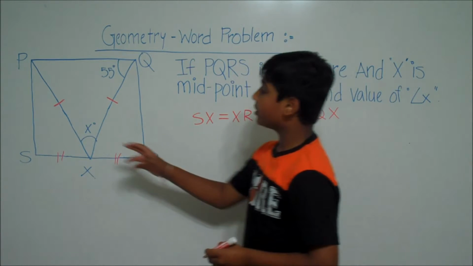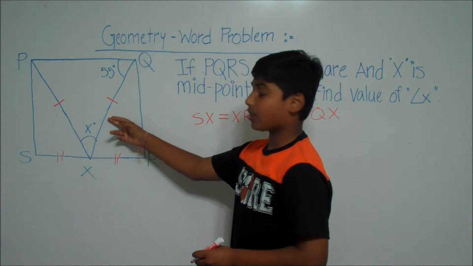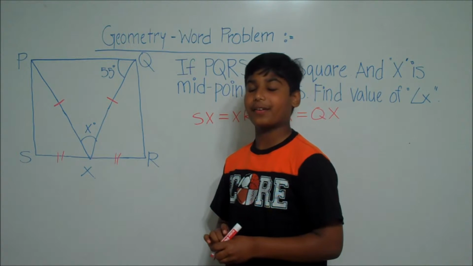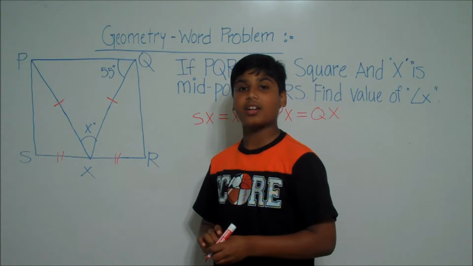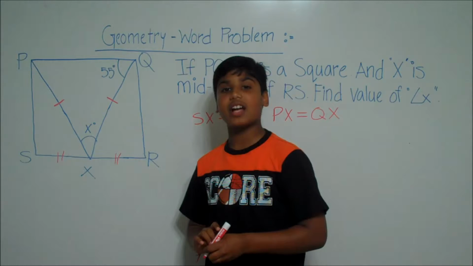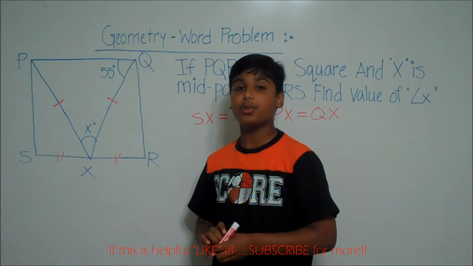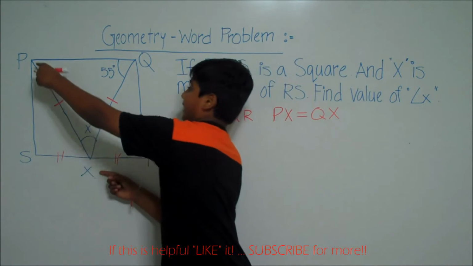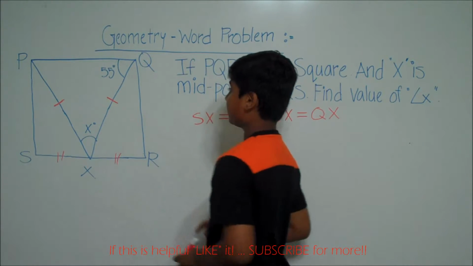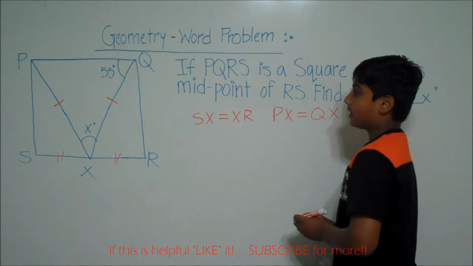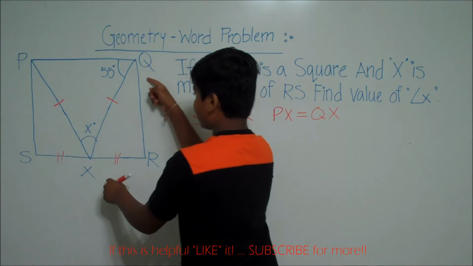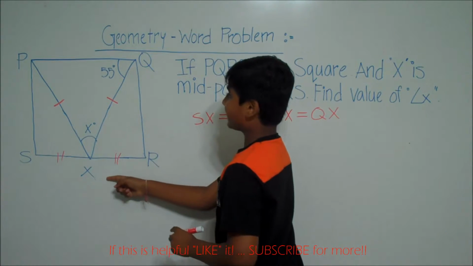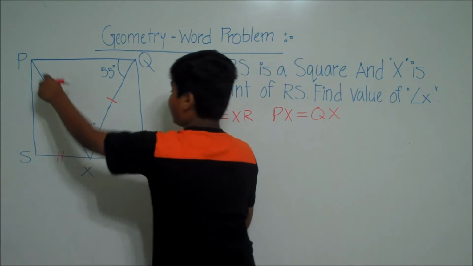So if two sides are the same in this triangle, then that means that this triangle is an isosceles triangle. An isosceles triangle is a triangle which has two sides that are the same and two angles that are the same. In this case, PX is the same as QX. So that means that angle PQX is the same as angle QPX.